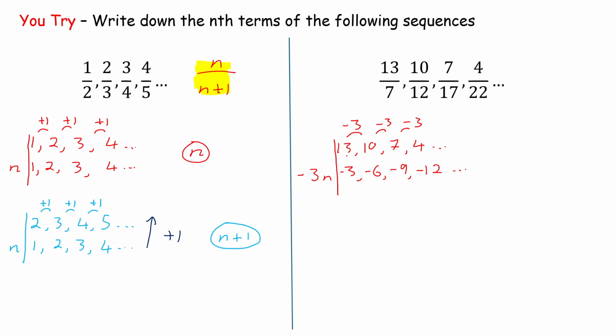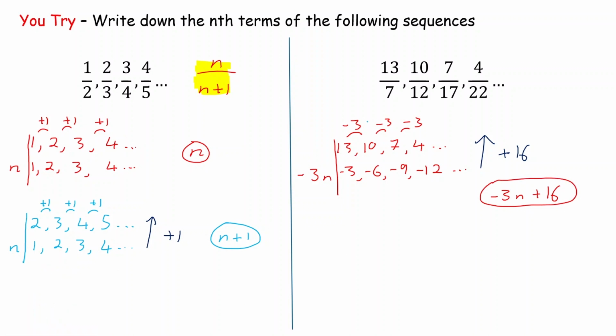So from minus 3 to 13, add 16, minus 6 to 10, I've got a plus 16. So I've got to add on 16 to each of my terms to get the ones that I want. Therefore, my nth term is going to be minus 3n plus 16. So minus 3n plus 16, or 16 take away 3n. Either of those means the same thing.